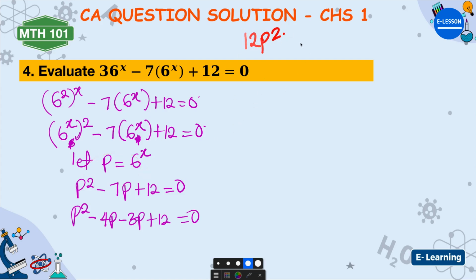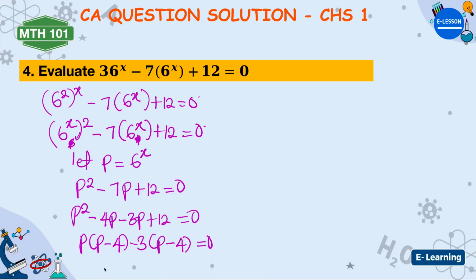Is that okay? Then we'll find two values in such a way that when we multiply them, they will give us this 12p squared, and when we add them, they will give us minus 7p. Is that okay? Now, the common thing between p squared and 4p, of course, is p. So this gives us p(p minus 4) minus 3(p minus 4) equals 0. Now, this gives us p minus 4.